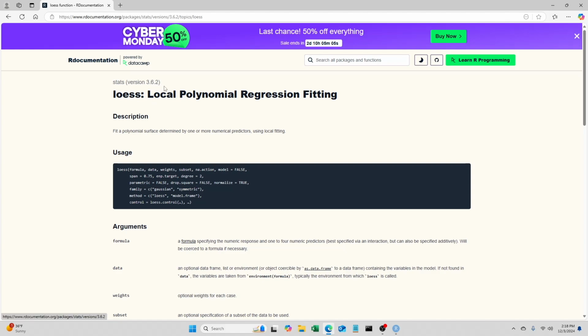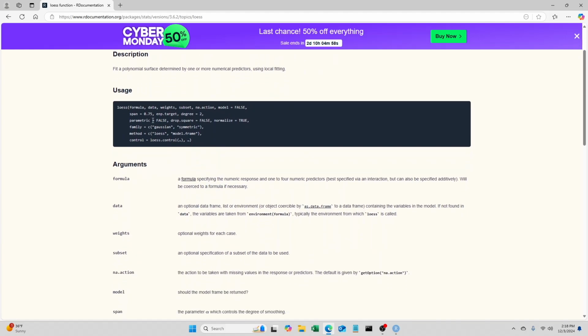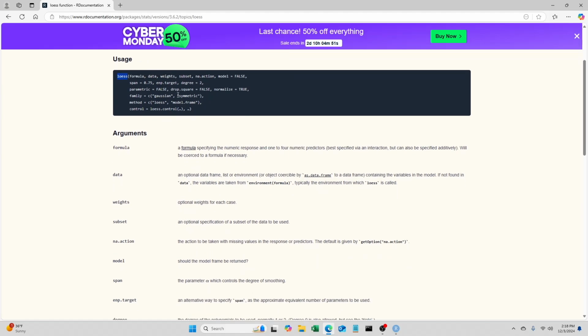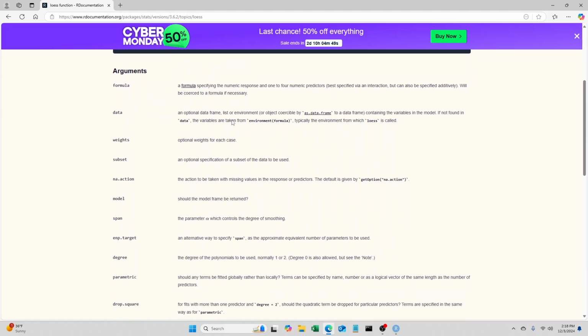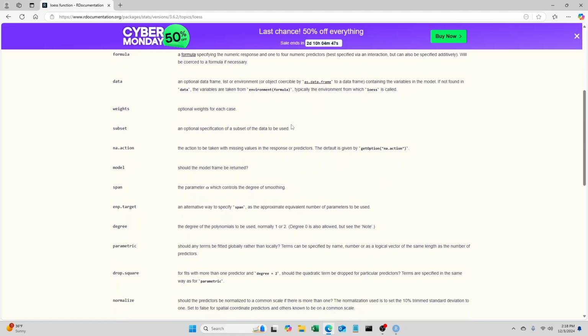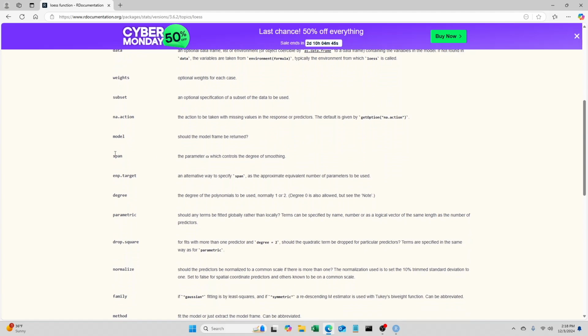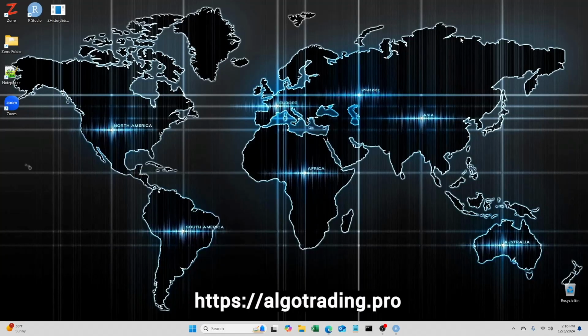If that's not the case with your installation, then of course make sure you have it. But anyway, the function is rather simple. The function is called LOESS, and it takes input data, and it has multiple parameters, but the ones that are of interest for us are the span. The span means the parameter that controls the degree of smoothing, okay? And what exactly do we mean by that?